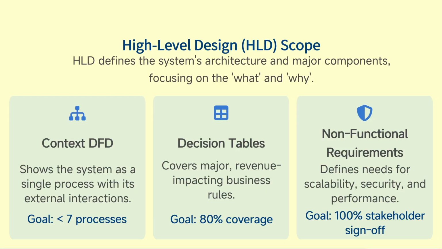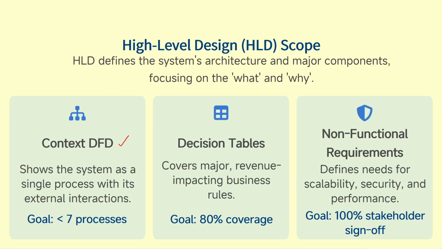With respect to high level scope, we are trying to say what we are focusing on. It is trying to define the system architecture and the major components. Something like we are creating a context DFD. A context DFD is a level 0 DFD. It is a very abstract way in which we say what all inputs come to the process and what all outputs are expected from the process. That is the importance. It shows how it is going to interact with the external world. Our goal should be that the next DFD, the level 1 DFD, should have fewer than 7 processes.